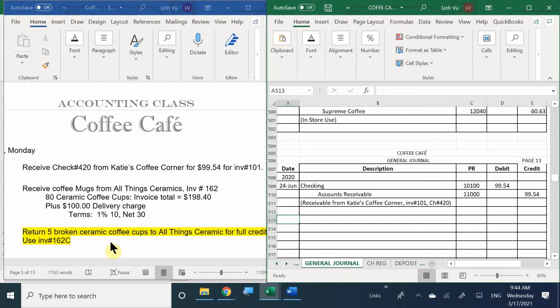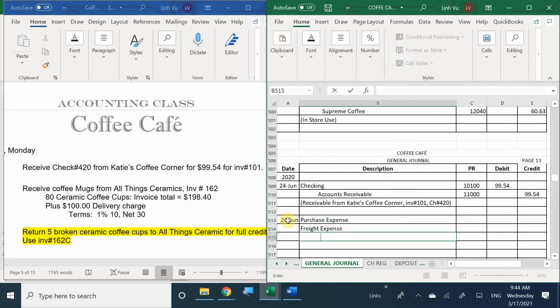We received coffee mugs from All Things Ceramic, invoice number 162. All right, so we received our coffee mugs. So how are we going to journalize this? Coffee mugs, debit. What kind of tracking method are we using for this inventory? It is purchase expense and freight expense. Correct.